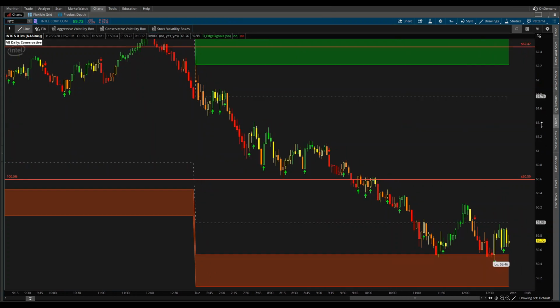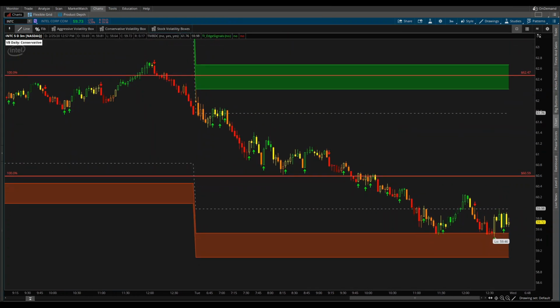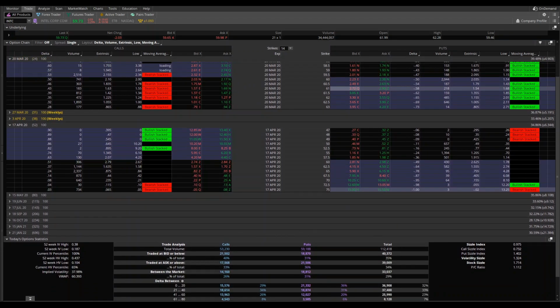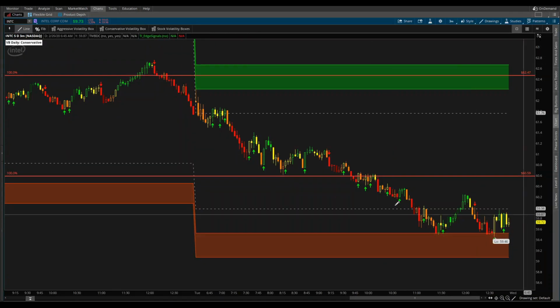And at this point, our conservative volatility box offers us some really nice edge areas in a stock that's typically not this volatile. If we come to the trade tab in Intel and you scroll down to today's option statistics, something that stands out is the current IV percentile, right? 100%. And that tells you that Intel is much more volatile than we're typically used to seeing. That gives us reason to believe that we should expect at least a small bounce off of our conservative volatility box.